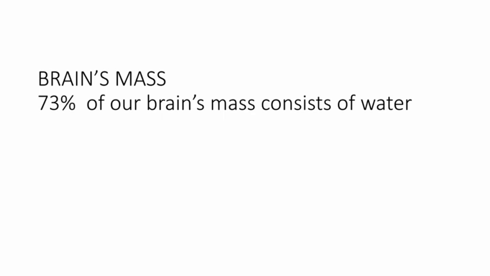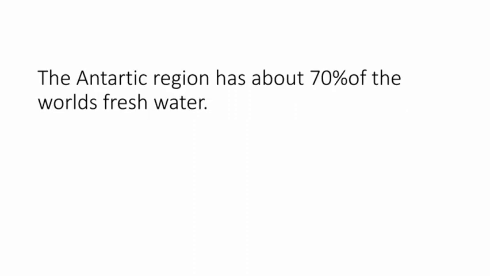So, the brain's mass. 73% of our brain's mass consists of water. So our brain is composed of 73% water. Next fact, the Antarctic region has about 70% of the world's fresh water. So 70% of fresh water is stored in the Antarctic region as ice.